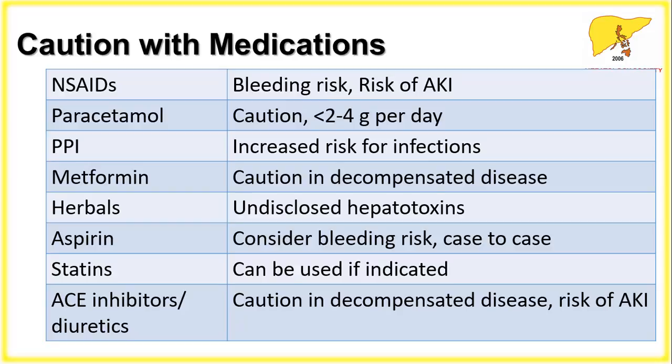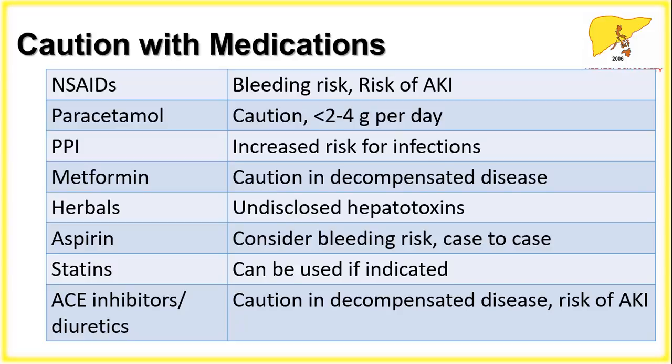Metformin for diabetes can be used, but caution may be needed in decompensated disease. Herbal medications need special review because they are notorious for having undisclosed ingredients that may be hepatotoxic. Patients who need aspirin are monitored and advised regarding symptoms of bleeding. Statins, which are widely proven to decrease risk of cardiovascular events, can be started or continued in patients with liver cirrhosis unless drug-induced liver injury secondary to statins is strongly considered.